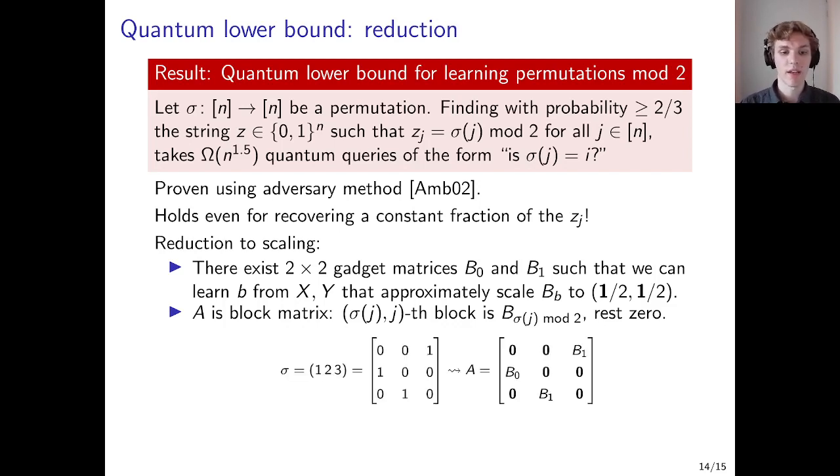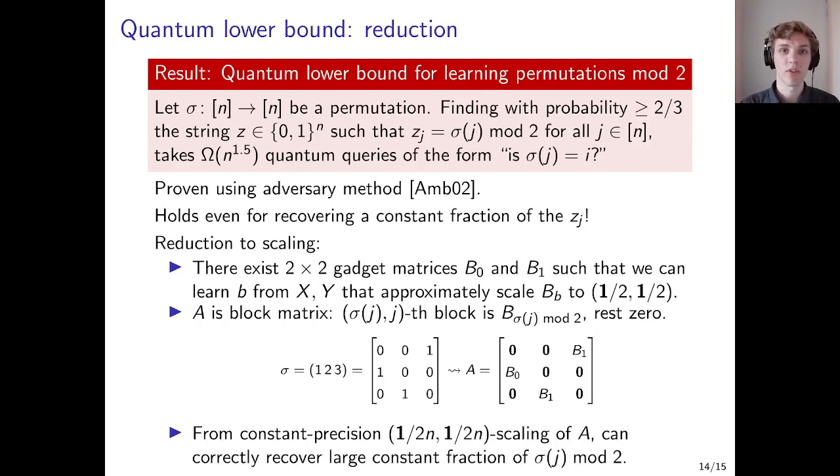So what this means practically is that if you have, say, the three-cycle 1, 2, 3, then you look at the associated permutation matrix, replace the ones in odd rows by B1, and the ones in even rows you replace by B0. And the rest of the zeros you replace by a zero block. Then you can show that from a constant precision scaling of this new matrix A, you can correctly recover a large constant fraction of these sigma(j)'s modulo 2. And therefore, if you could solve matrix scaling more efficiently than order n to the 1.5, then you would get a contradiction, because we can use it to solve this learning permutations modulo 2 problem.